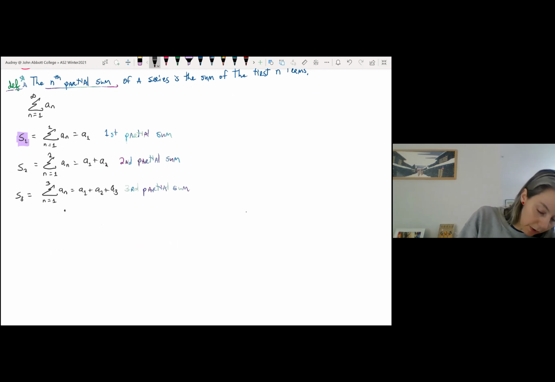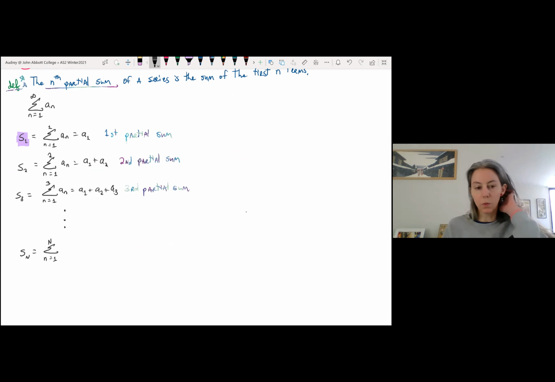So I could then go down and say, well, then s sub capital N, the sum n equals 1 to N of a sub n, would be the sum of my first N terms. So a sub 1 plus a sub 2 plus dot, dot, dot, plus a sub N. And that right there is what's called my nth partial sum.